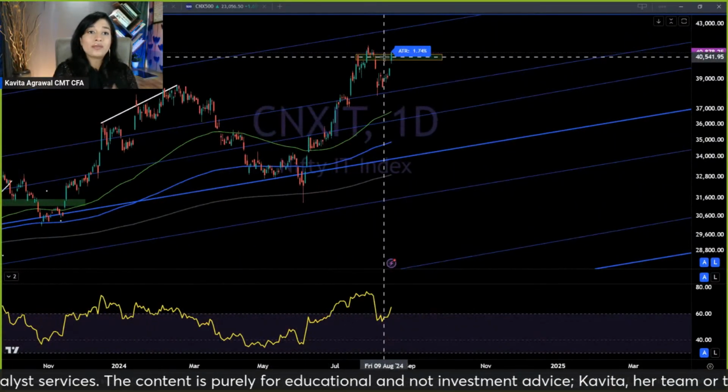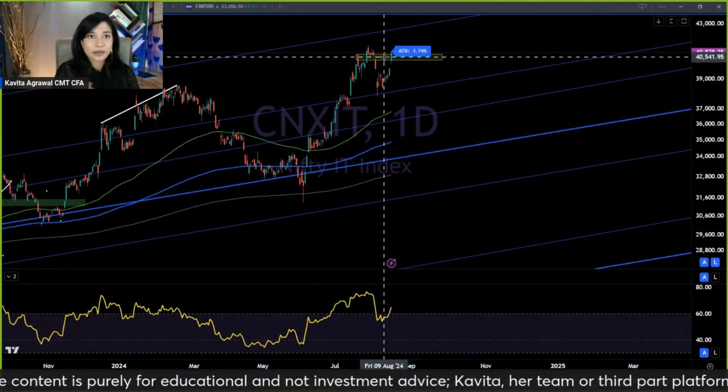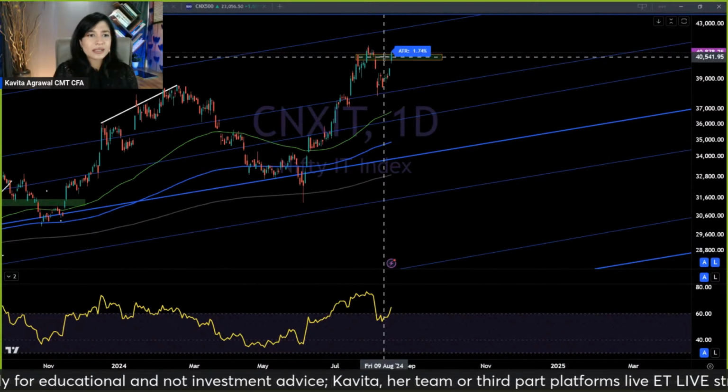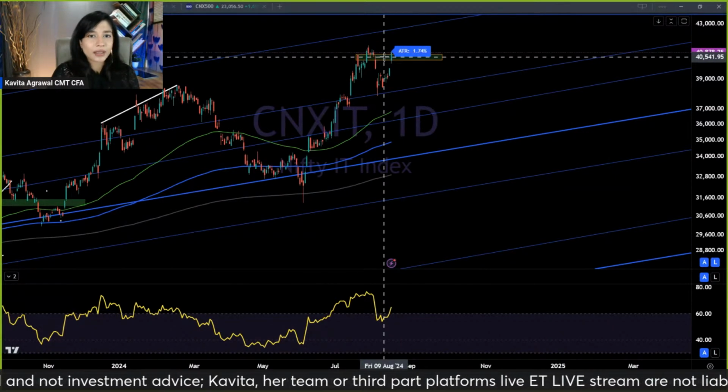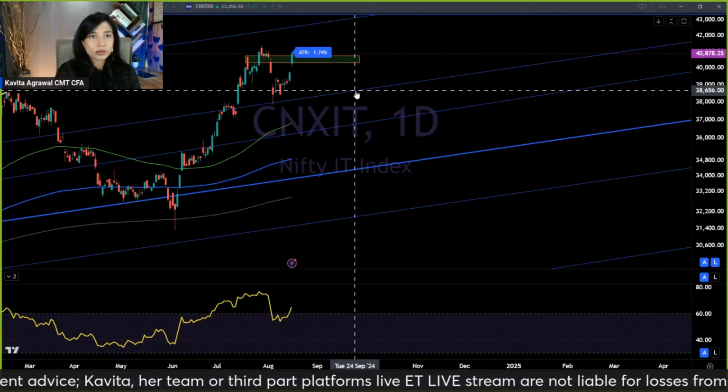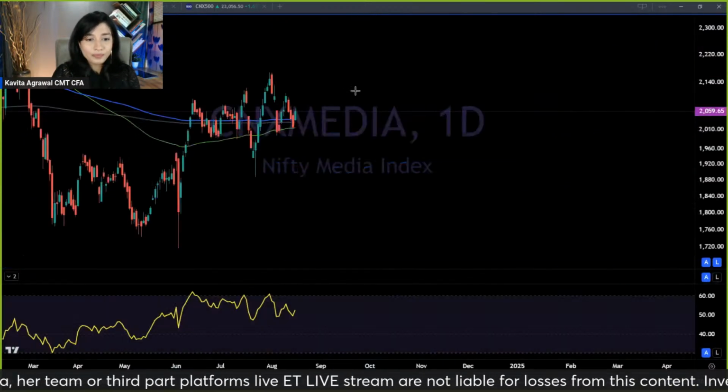Usually there is also inverse correlation between the IT sector and the banking sector. So it makes sense that the IT index is looking bullish and the banking is not looking so bullish. So my focus is more on the IT sectors right now.